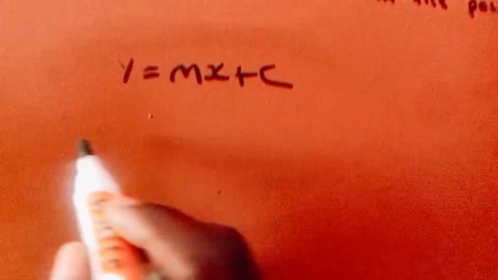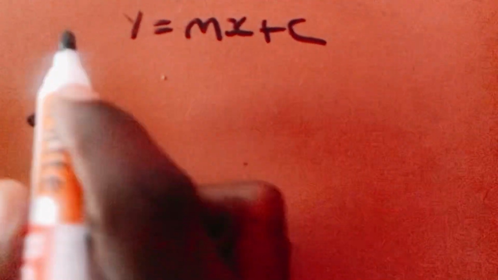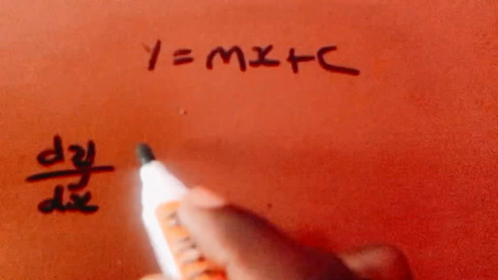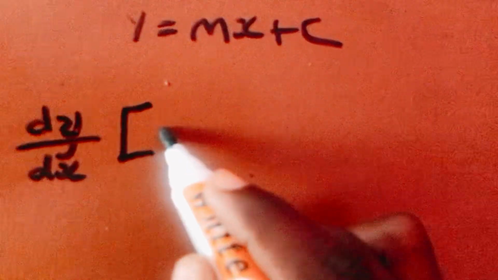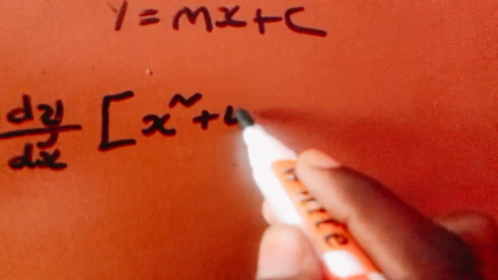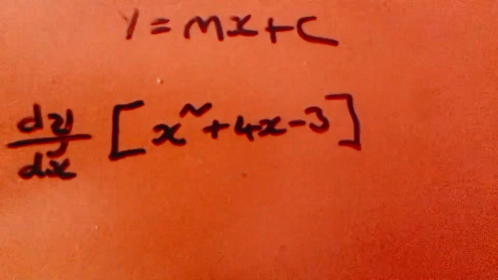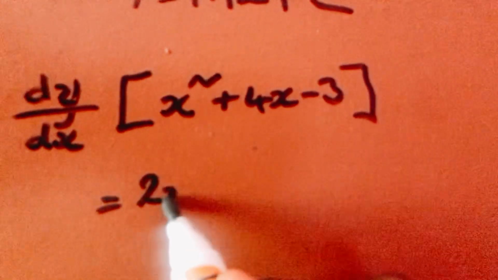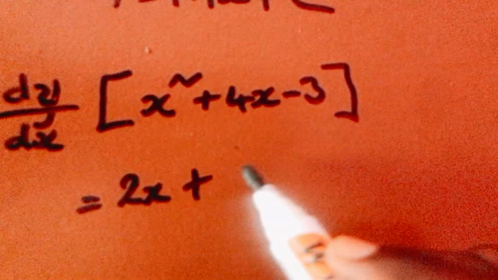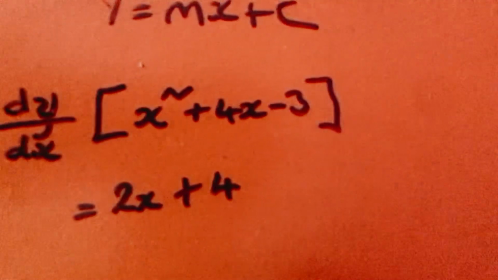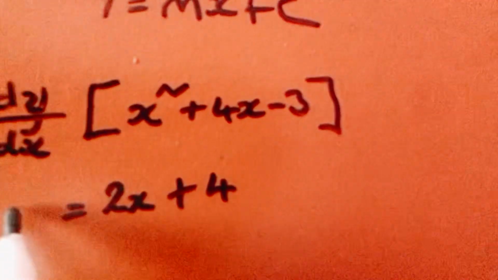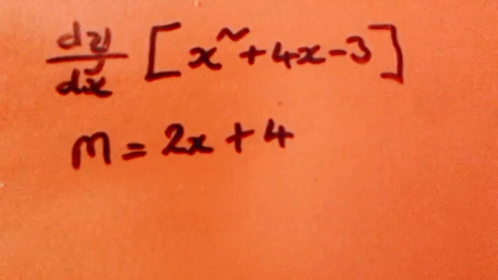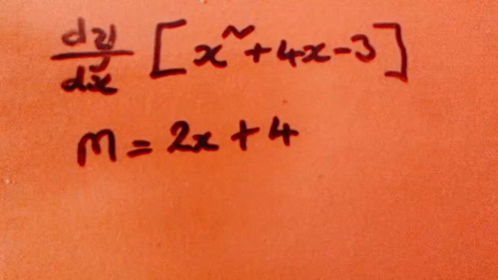We're going to find the derivative by doing dy/dx of this expression, which is x squared plus 4x minus 3. The derivative of x squared is 2x, plus the derivative of 4x, which is just 4, and the derivative of a constant is 0. So that's it. This becomes our m, our gradient.